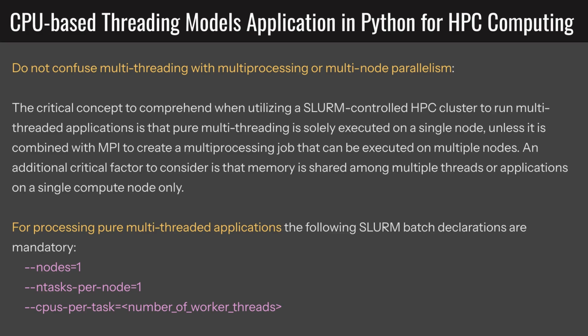An additional critical factor to consider is that memory is shared among multiple threads or applications on a single compute node only. In the context of writing the Slurm job script, it is necessary to specify the use of a single node, nodes equals 1, and tasks per node equals 1, and specify the number of worker threads assigned to CPUs per task and its relationship to threads.